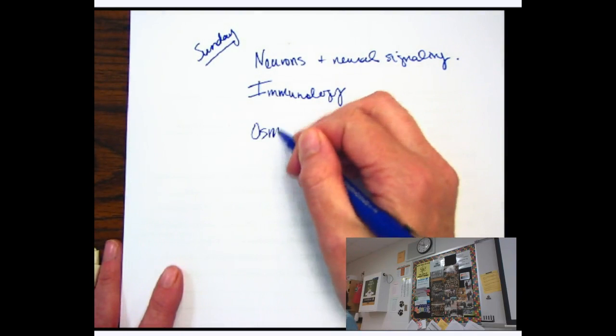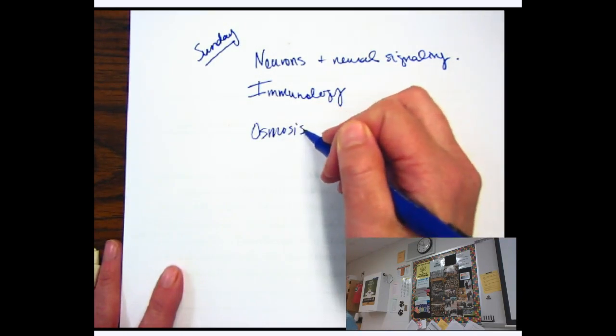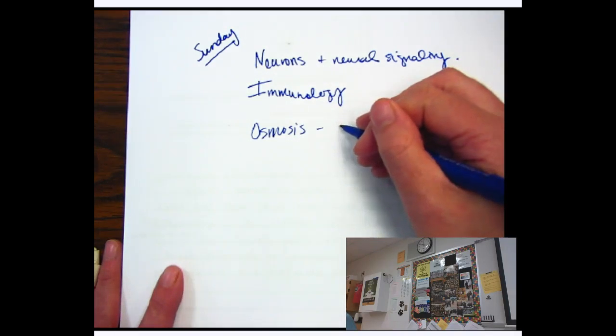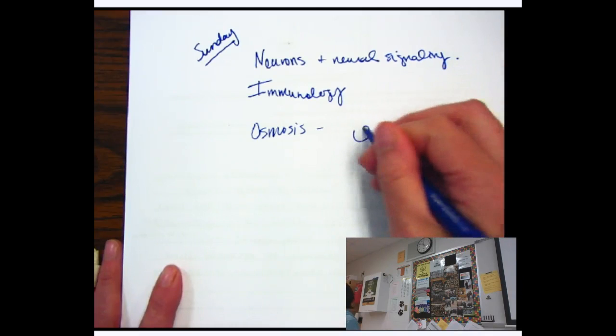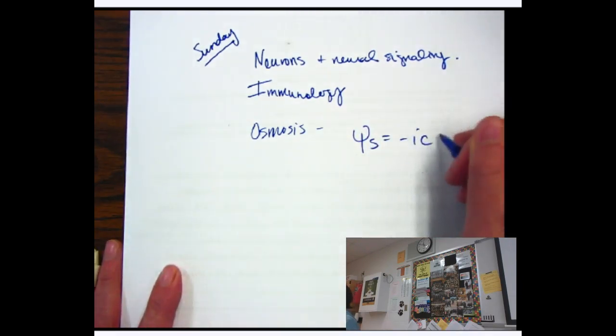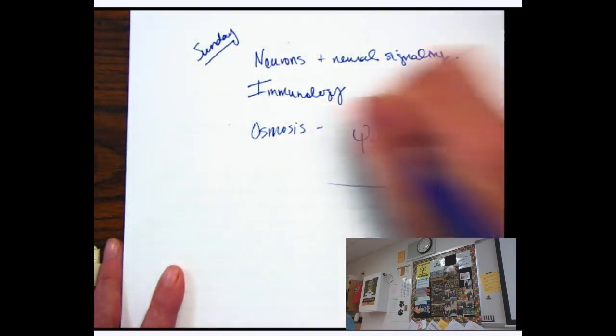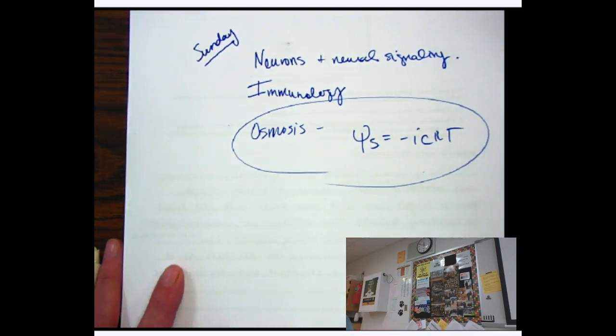Is it more about osmosis? Yeah. How about calculating osmotic potential and things like that? Remember this? The solute potential equals negative iCRT. That one? All right. Let's talk about how things get in and out of the cell and osmosis. So we'll do cell transport and stuff like that.